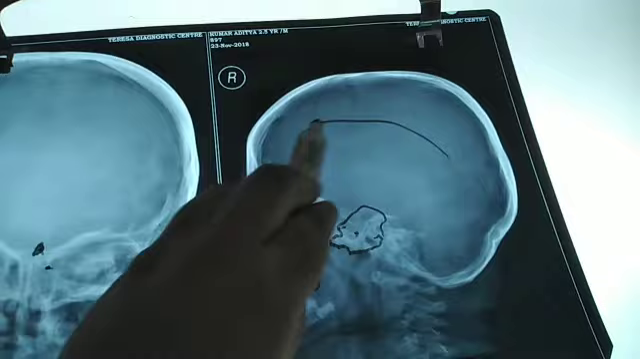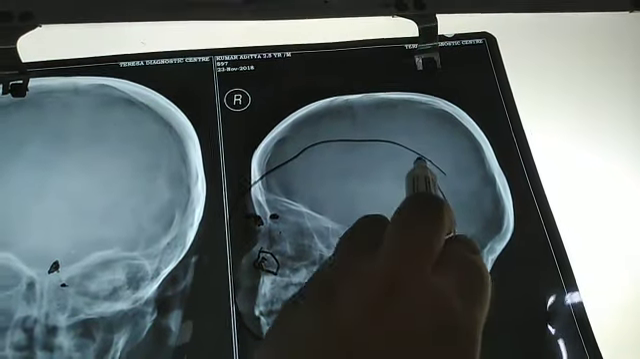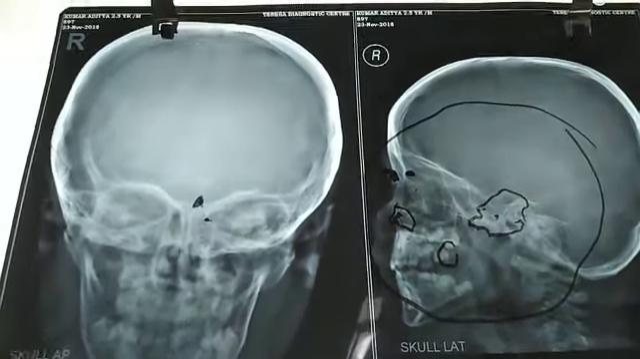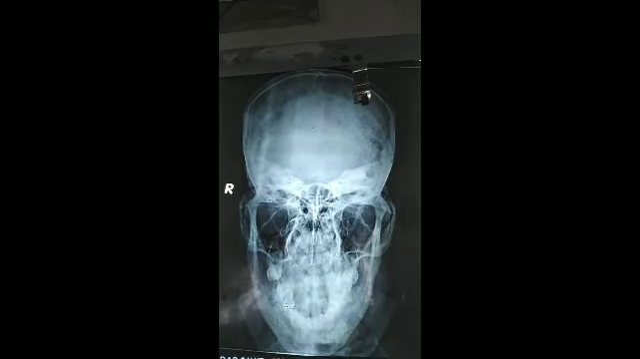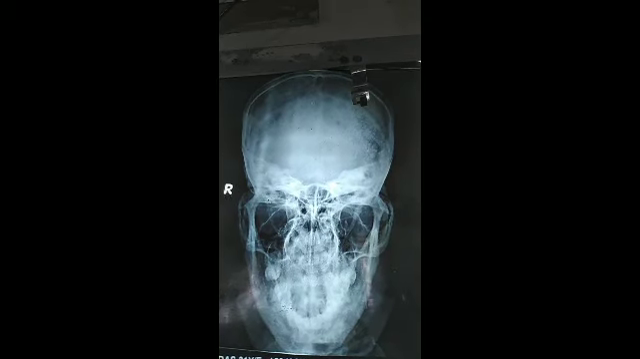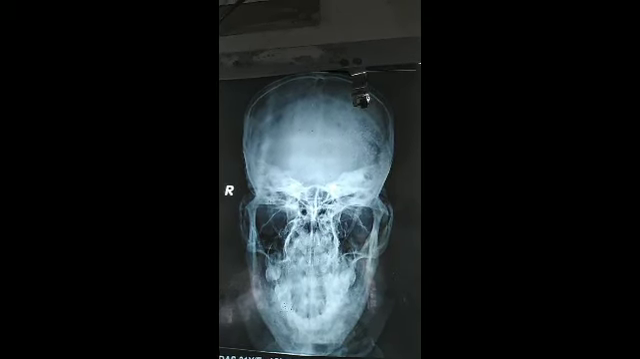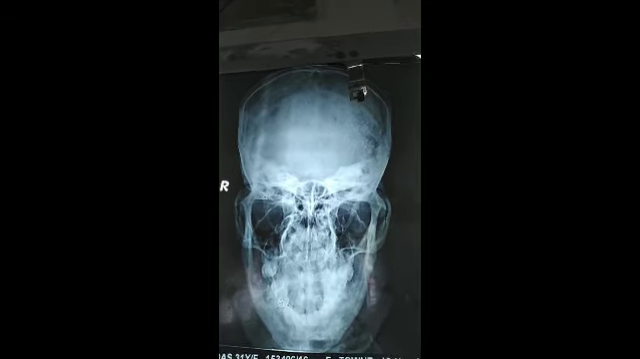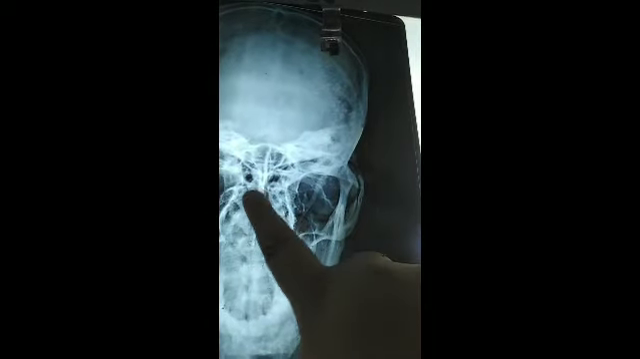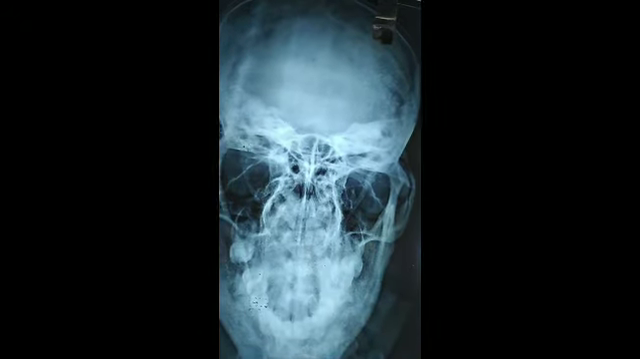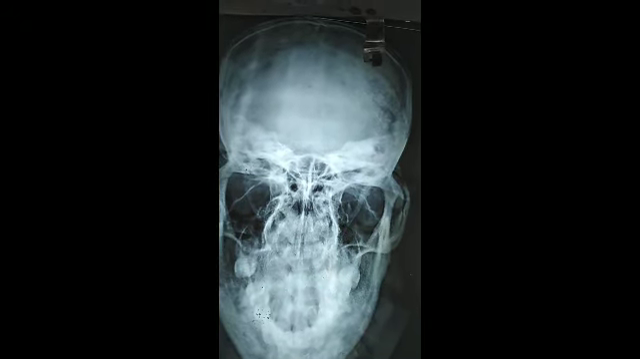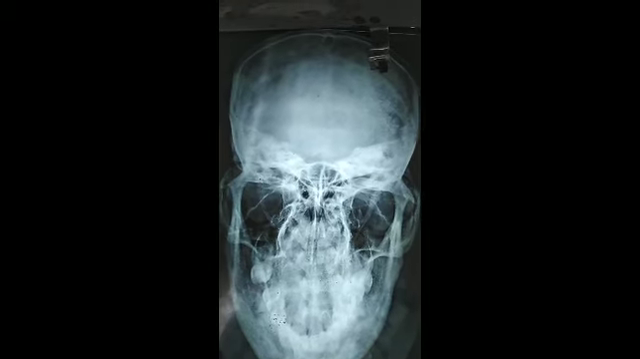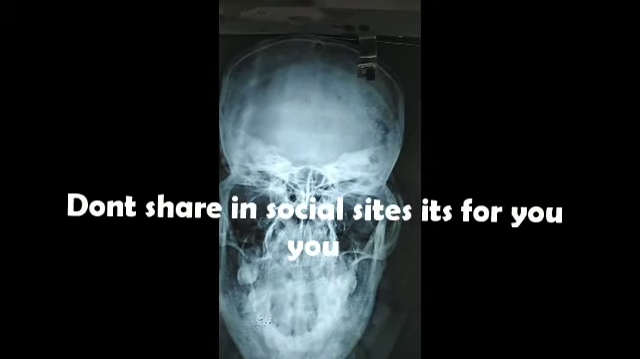Like this you are going to do cropping, and you are going to zoom the image. So this is our Caldwell view, and you can see the orbit region, but this is not actually Caldwell, this is Towne's view. Just to make you understand, you can see this is the ethmoid sinus area, and this straight line is the nasal septum. Mainly to see the frontal and ethmoid sinus, this is for the purpose of Caldwell view, and this is an adult X-ray.